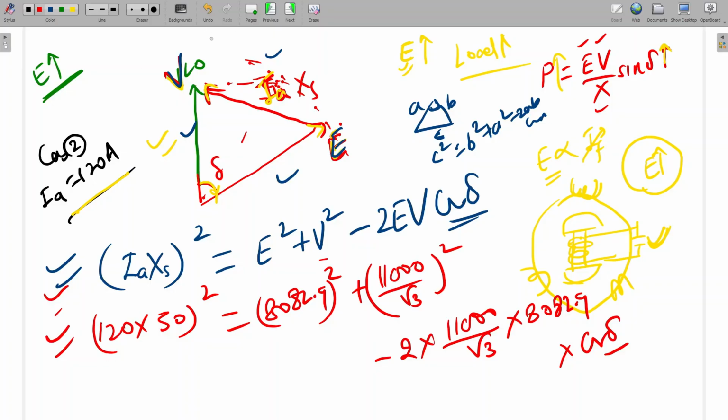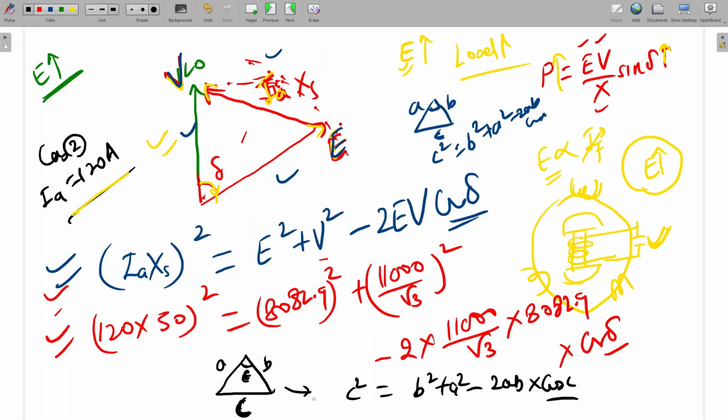Sir, please repeat this (IA XS) whole square, E square, V square. Okay. In any triangle, let's say this is a triangle, this side is A, this is B, this is C, and this is angle C. What is the cosine law? C square is equal to B square plus A square minus 2AB into cos C. This is the cosine law, trigonometry. So this is a triangle. This length is IA XS, this length is V, this length is E. So (IA XS) whole square is equal to this square plus this square minus 2 into this into this into cos delta. This is called the cosine law.